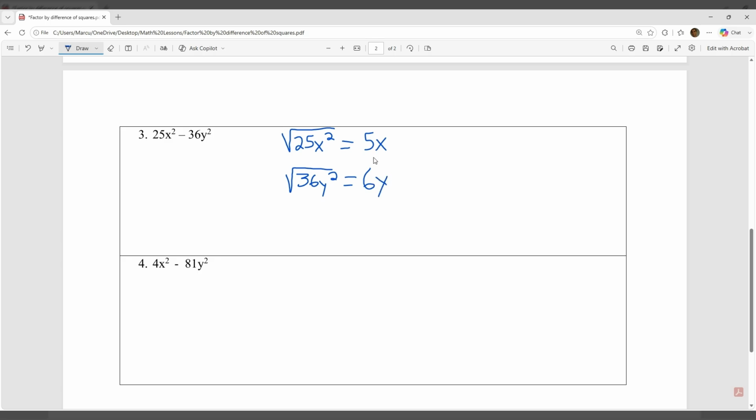So you list both terms, again changing the signs. One of them is going to be plus, and the other one is going to be minus. So 5x plus 6y and 5x minus 6y. Again, it's one of each, a plus and a minus. Notice the numbers are identical: 5, 5, 6, and 6, with one of each sign. Please go ahead, pause the video and try question number 4.